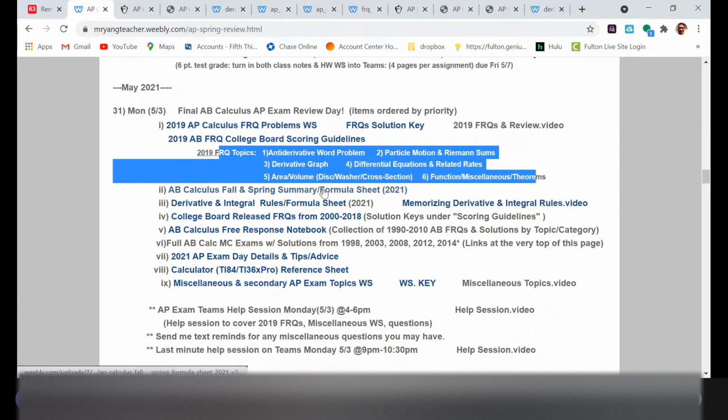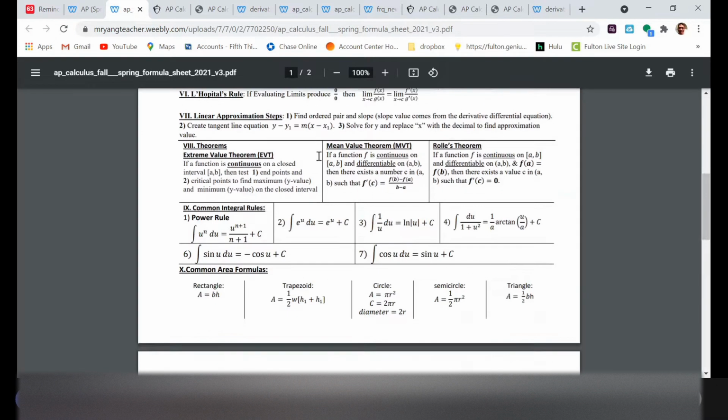Summary sheet. This summary sheet here is the one that you've been seeing attached to the back of your multiple choice pretest.